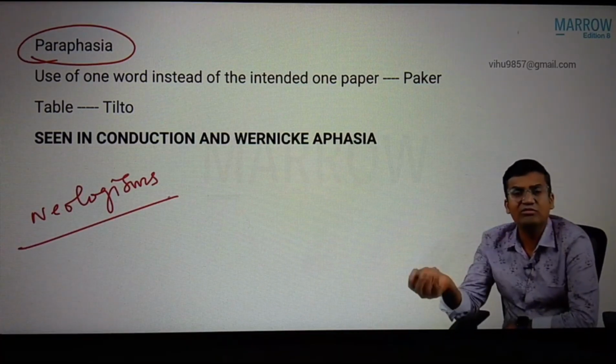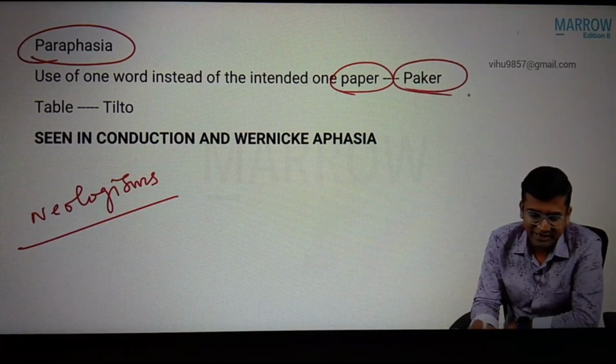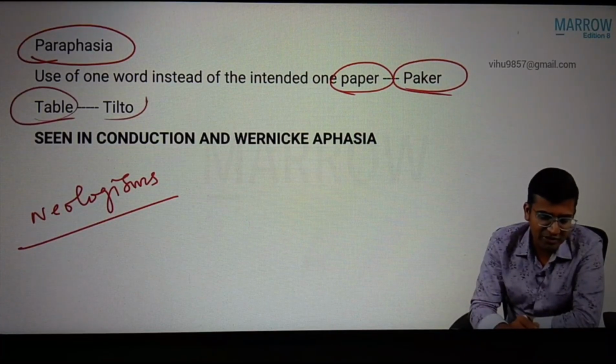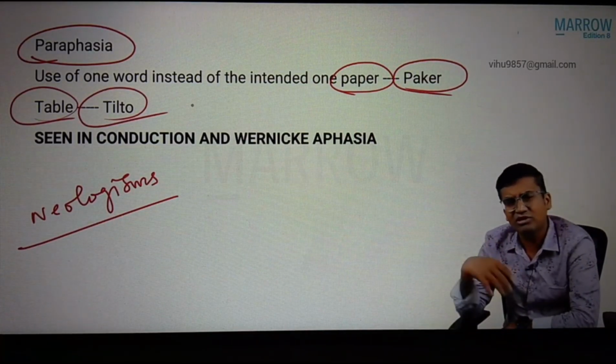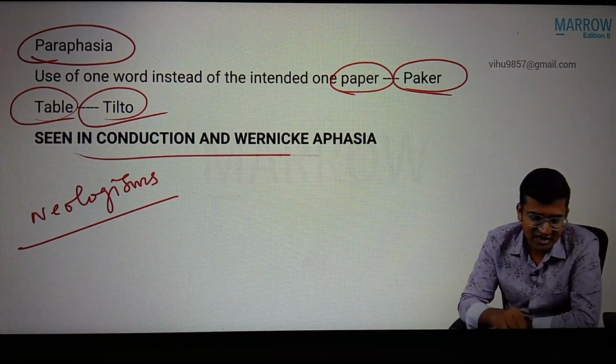Paraphasia means he used one word for the other. Instead of using the word paper, he may use the word taker. For table, he may use the word tilto, like that. So he will use one word for the other. Paraphasia is a feature of both conduction aphasia and Wernicke's aphasia.